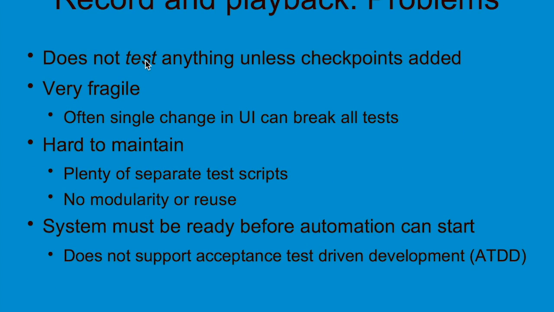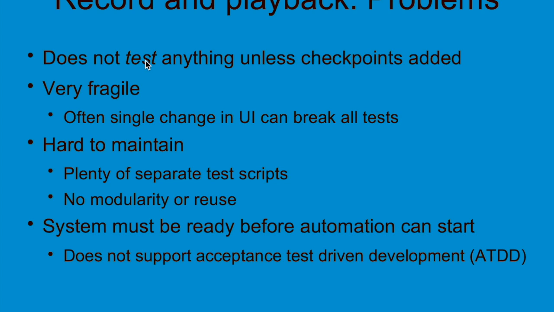The drawback or problem with record and playback systems is that they don't test anything unless checkpoints are added. You need to add checkpoints. They're very fragile. If there is any change in the XPath or location or UI, anything changing, they will break. They are not going to work. They're very hard to maintain. They're not flexible. A single point of change will break your whole script. No modularity or reuse can be done.